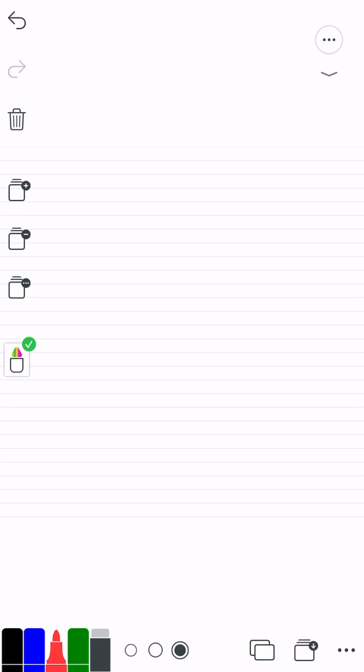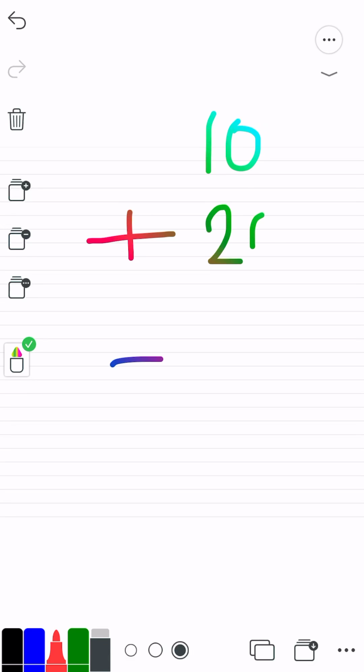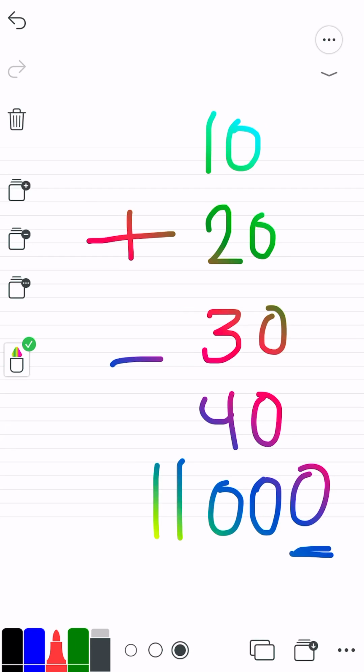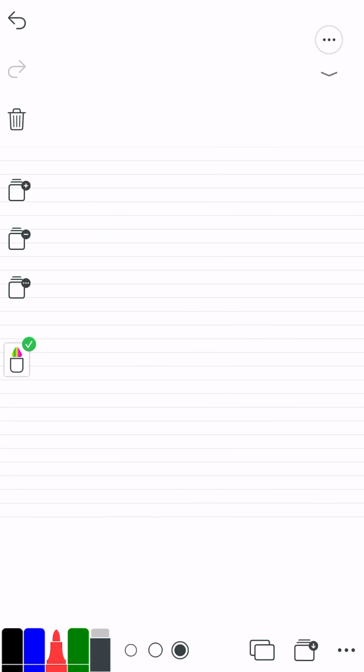Today's lesson is adding and subtracting multiples of 10. Any number that ends in 0 is called a multiple of 10. So what about 110? Look, it ends with a 0, so all these numbers are multiples of 10. And in adding or subtracting multiples of 10, all we need to do is count on or back.